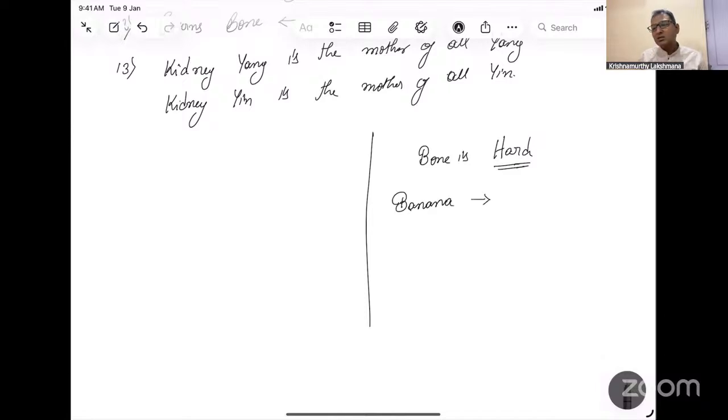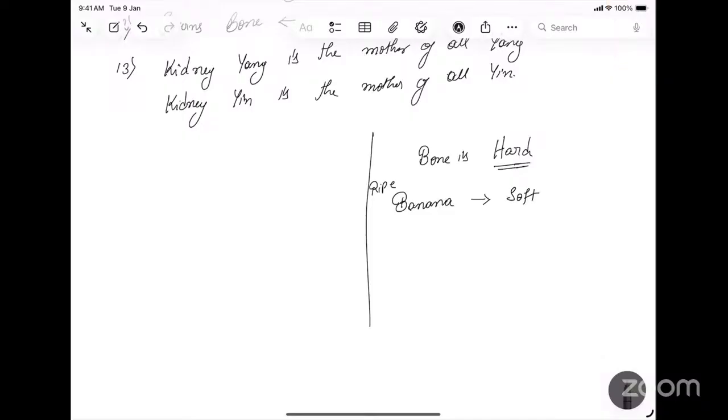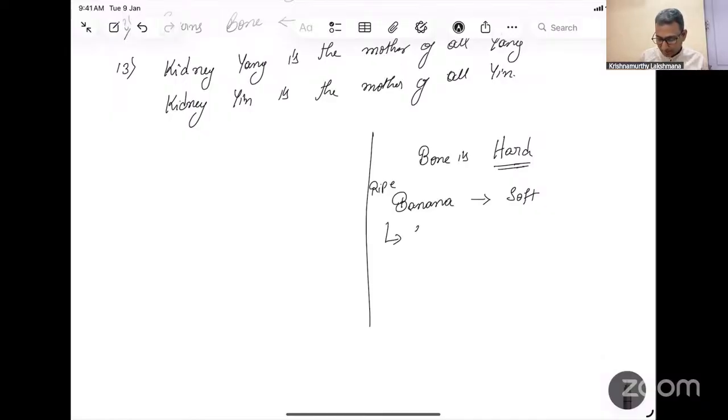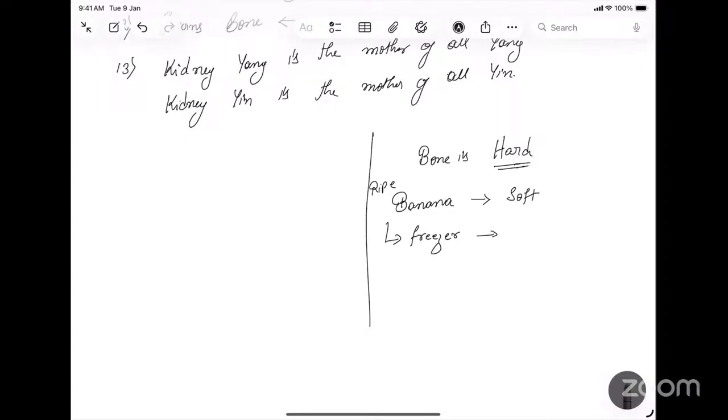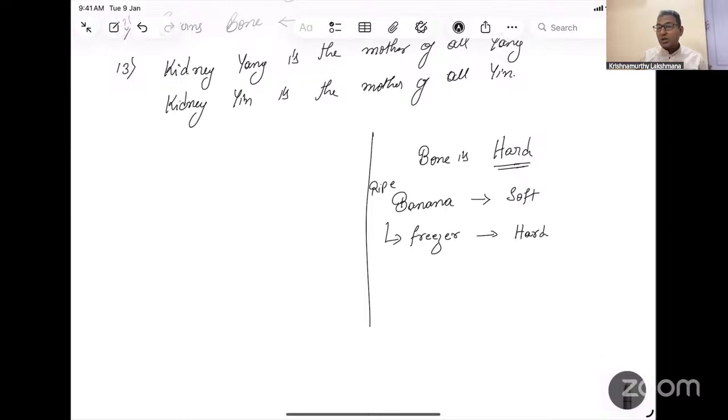A ripe banana is soft. But if you put this ripe banana in the freezer, what does it become? It becomes hard, very hard, solid. Now you can use it as a hammer to drive a nail. It becomes so hard. Now, what is making this soft banana into a hard banana?